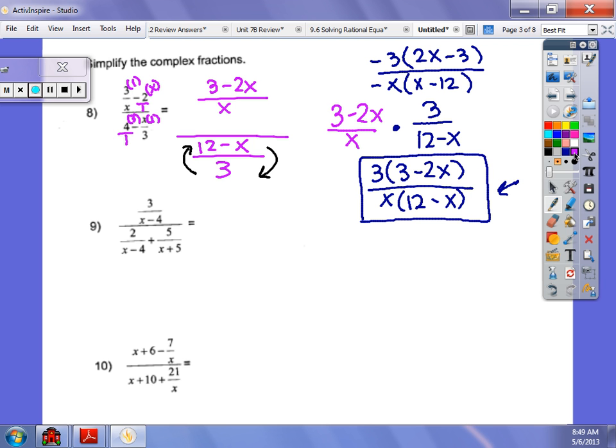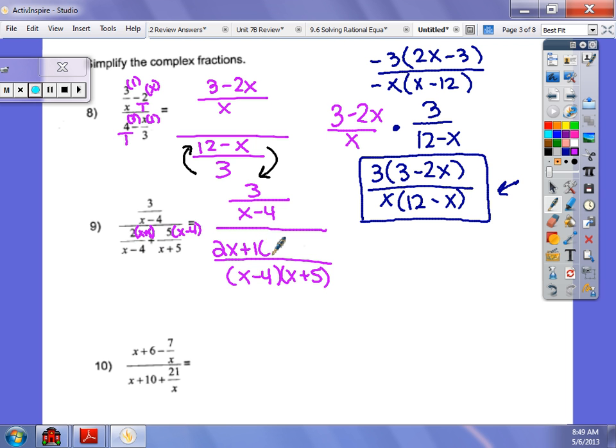Alright, the next one, we have x plus 4 already on the top. X minus 4 already on the top. And I don't need to change the top. The bottom, I'm going to do the same thing. I need a common denominator. They have nothing in common, so I'm just going to put them together, and I'm going to cross multiply. 5 gets x minus 4, and 2 gets x plus 5. And I will just distribute. 2 times x plus 5 is 2x plus 10.